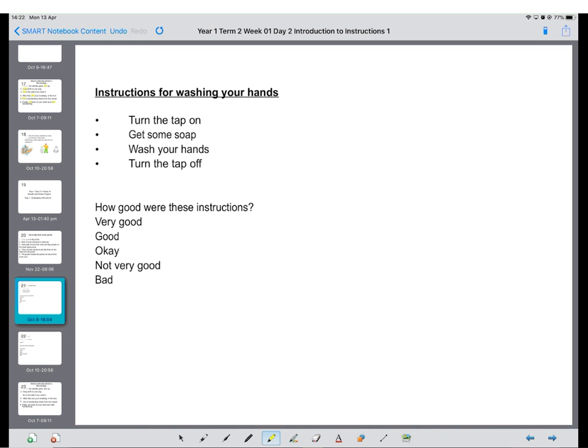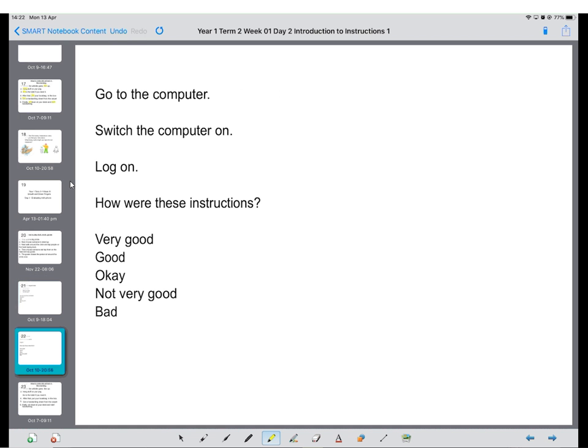Now we're going to have a look at another set of instructions. This set of instructions applies to our computer room, so it assumes you've got to the computer room. How well do you think you'd do if you were given this instruction? Go to the computer, switch the computer on, log on. Talk to your grown-up and decide how good these were. And when you're ready, grown-up, start the video again.